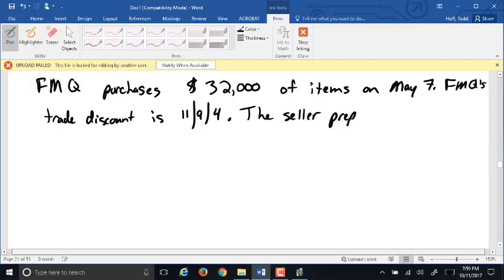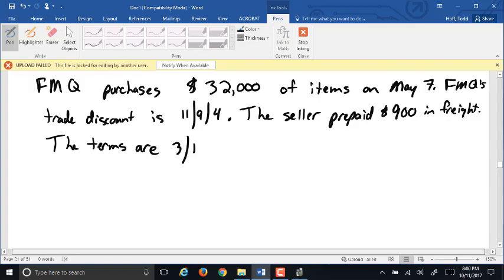The seller prepaid $900 in freight. The terms are net 30 ROG, FOB shipping point.